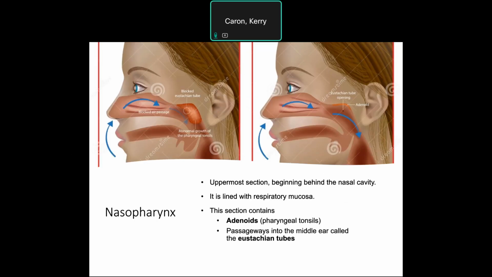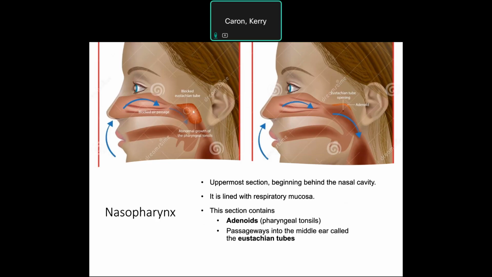So here's our nasopharynx, and we have air trying to get through, right? In this first case, we've got a blocked eustachian tube, we have blocked passageways. But in the second one, we see free-flowing air through the nasopharynx. It's the uppermost section. It begins at the nasal cavity. It's lined with mucosa. In this section, we have adenoids, which are our pharyngeal tonsils. And we have a passageway to the middle ear called eustachian tubes.